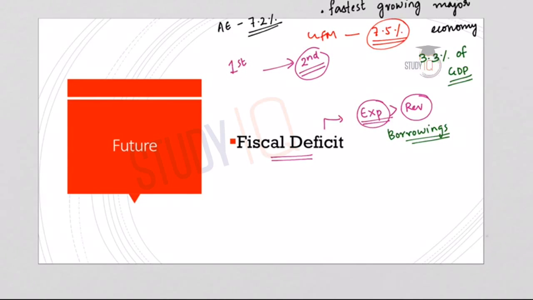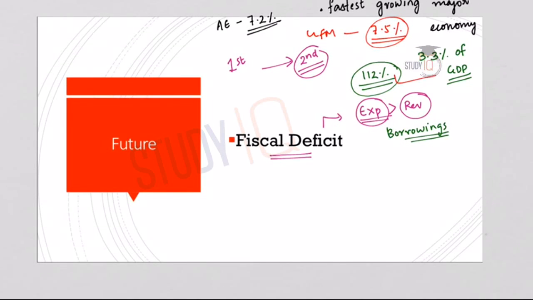Now if we look at the last 8 months of this particular financial year, in those 8 months itself the fiscal deficit has crossed 112% of the full year target. That means the government is unable to meet the fiscal target it has made, which was 3.3% of GDP. But the government has already crossed it within the first 8 months of the current fiscal year. And this is a major cause of concern.